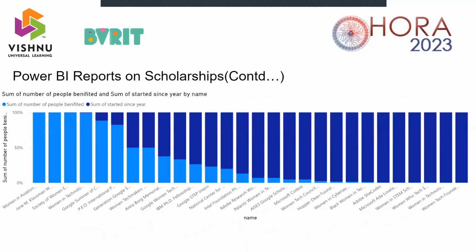And here, this is the column plot, which shows the ratio between the number of people benefited and when the scholarships were started. If you could see, as we go through the events, in many of them the number of people benefited is more. Dark blue indicates the year when they were started, and light blue indicates the number of people benefited. With this, we can see a positive sign of an increasing number of females benefiting from this opportunity.